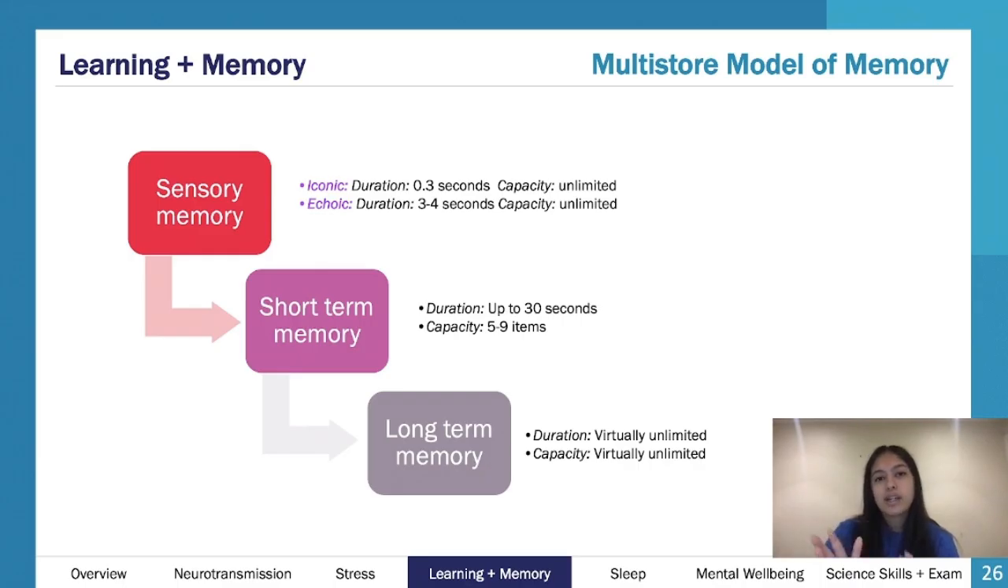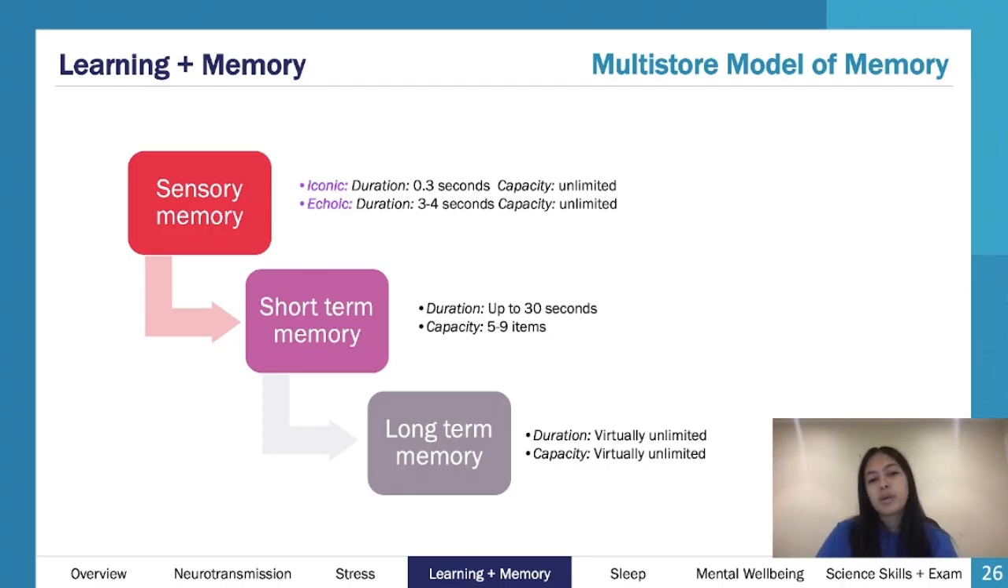And the capacity is very small as well. So 7 plus or minus 2. So you've got 5 to 9 items in there. And again, it's just because you've got your short-term memory, your working memory. If the duration was longer, if the capacity was bigger, you'd probably just be a little bit overwhelmed.